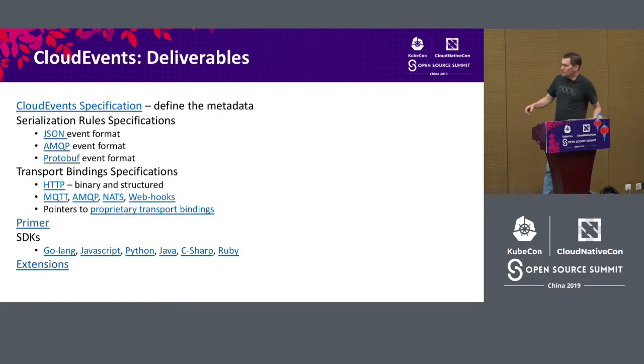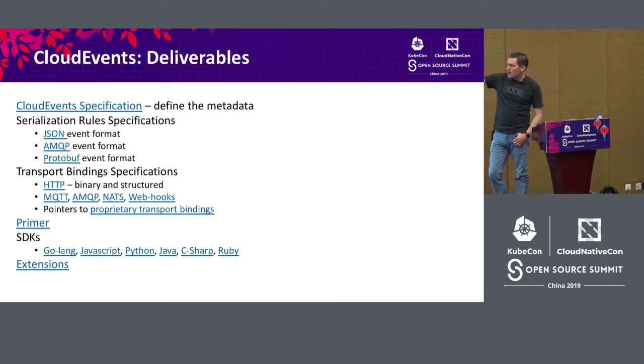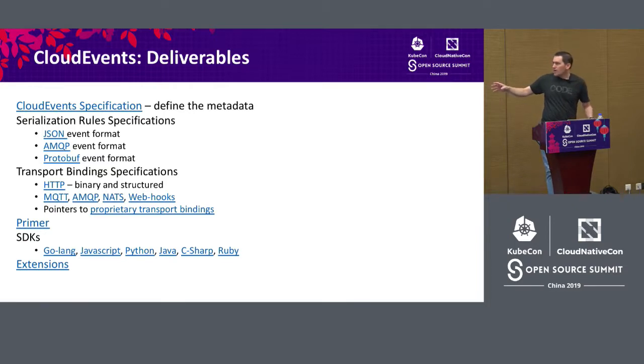In terms of deliverables, a lot of it is already what I talked about. We have the base specification itself, three eventing formats, JSON, AMQP, and protobuf. We also have a whole bunch of different transport bindings that tell you how this thing gets represented on the protocols. I'll show you HTTP, and there are other things in there, AMQP, MQTT, those kinds of things.